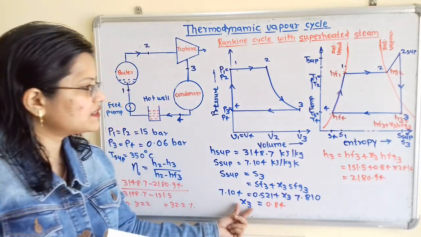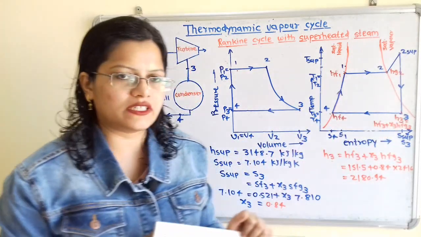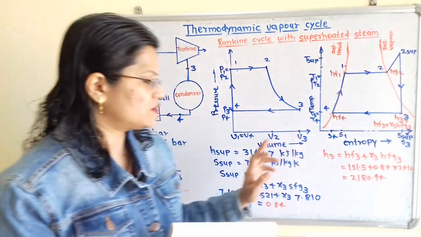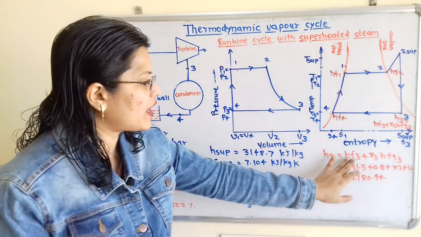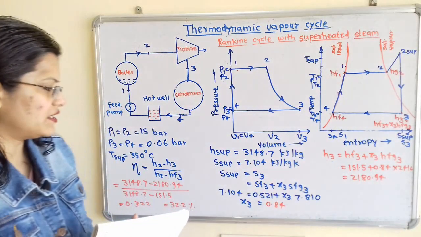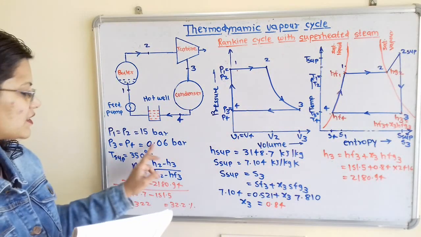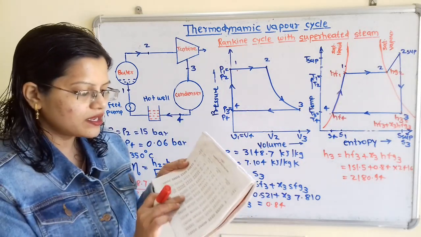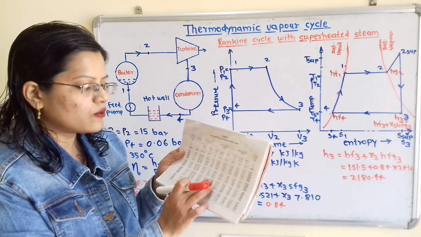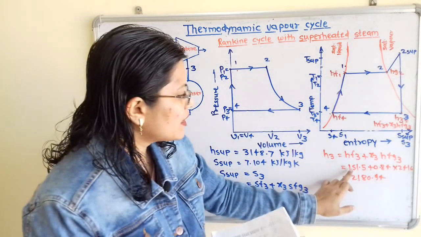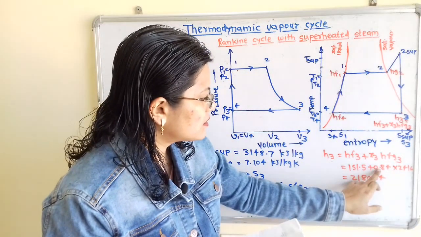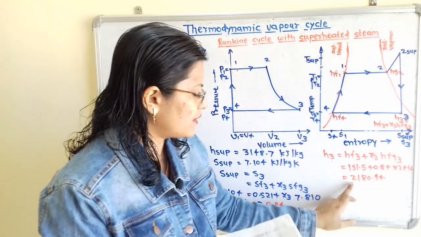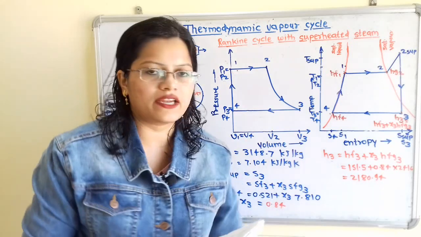Now with the help of this X3 we can find H3. H3 is HF3 plus X3 HFG3. At point 3 we find the values of HF3 and HFG3 for the pressure P3 equal to 0.06 bar. Again we refer to the pressure table, where HF and HFG values are given. So we take 151.5 plus X3, that is 0.84, multiplied by 2416, which is equal to 2180.94.